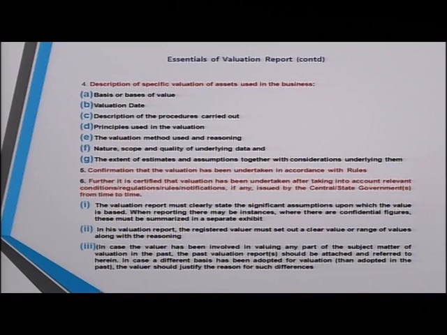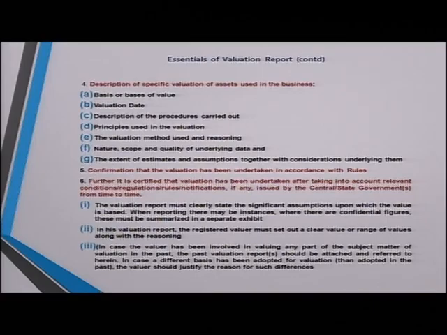Then coming to another section of the valuation report, you have to mention what the different bases of valuation are which have been used. Have you used the going concern basis? Have you used the liquidation value basis? What is the valuation date? Because valuation differs from date to date, period to period. It's like the balance sheet.